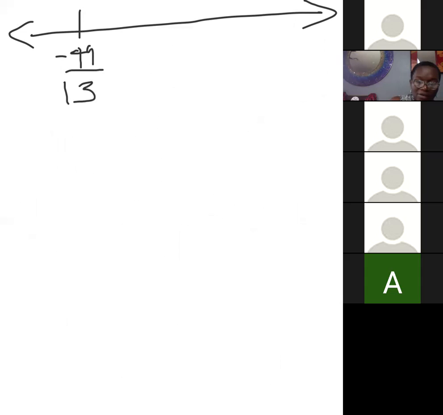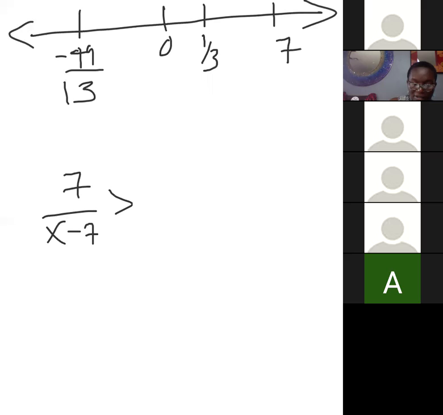There was another value at 1/3, right, guys? 1/3, and then the other one is at 7. So now I am going to test out the denominator. What's the denominator? X minus 7 greater than, okay guys, help me out here. What's 8 over 3x minus 1? 8 over 3x minus 1.